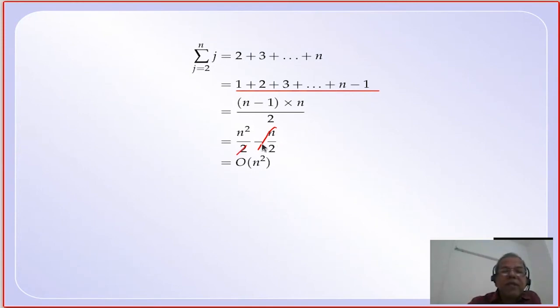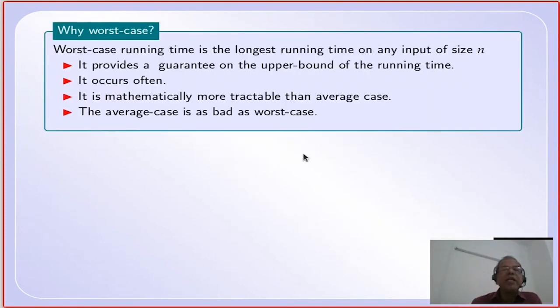Here I have to be very careful. If it is plus, I can definitely discard. If it is minus, can I discard? Discussion on it later. And therefore, the worst case running time of insertion sort is big O of n squared. What is the best case running time?